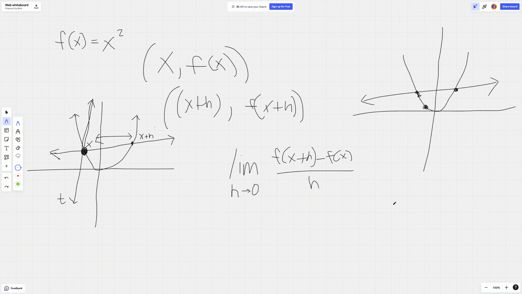So we're still using our secant line formula for our slope, but we're applying it to our tangent line to get the instantaneous rate of change at that point x, because our h value, or our horizontal distance, is effectively approaching 0. We're taking the limit as it approaches 0.